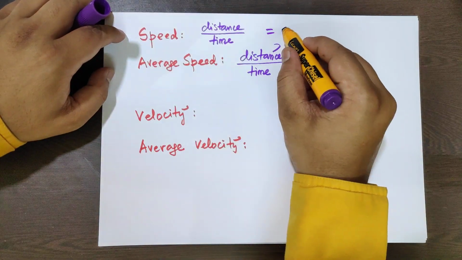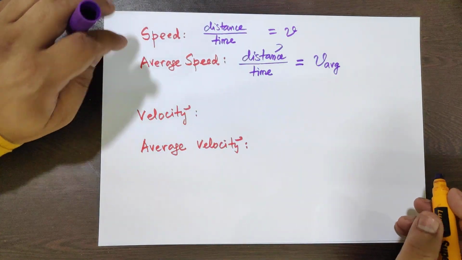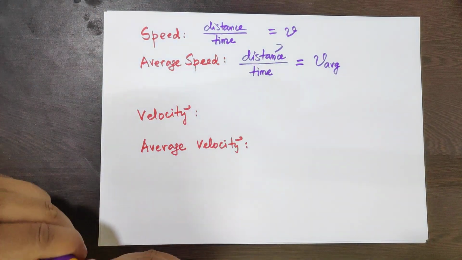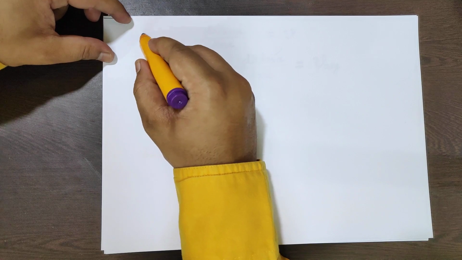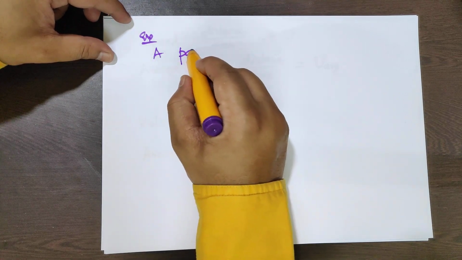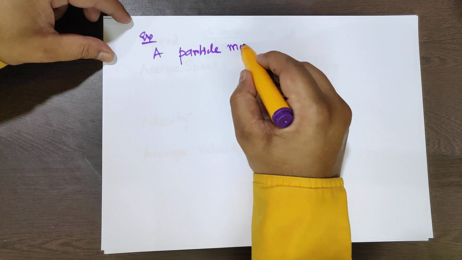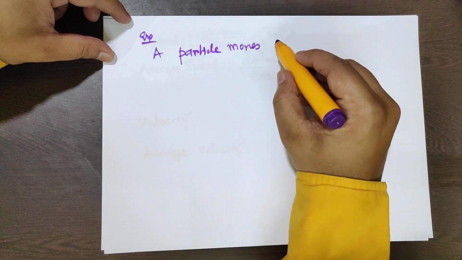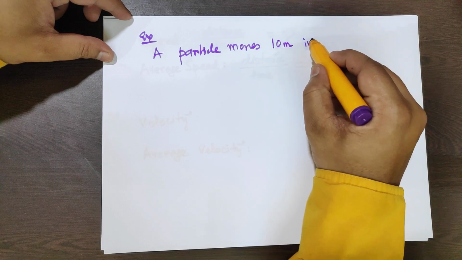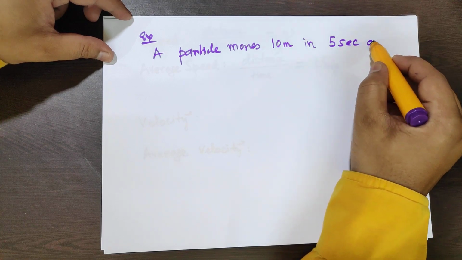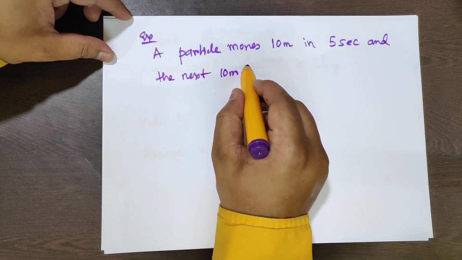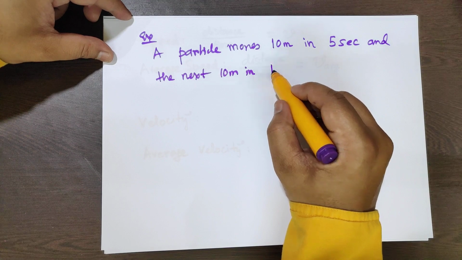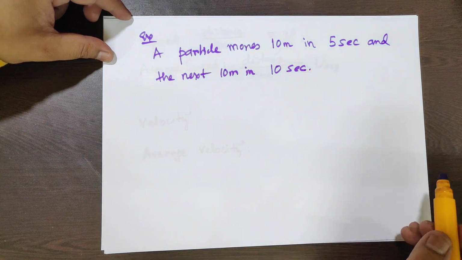Now this speed is denoted by V, right? Now one example I will show you by a certain problem. I will show you an example. Say a particle moves 10 meters in 5 seconds, and the next 10 meters in 10 seconds, right?